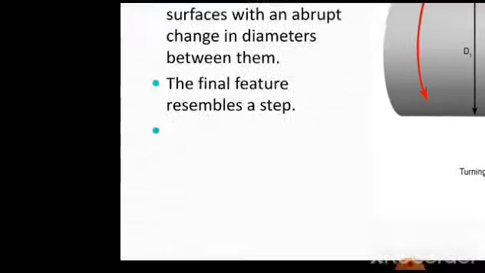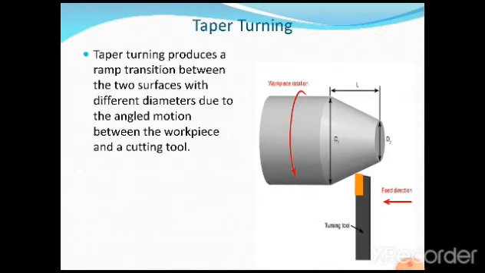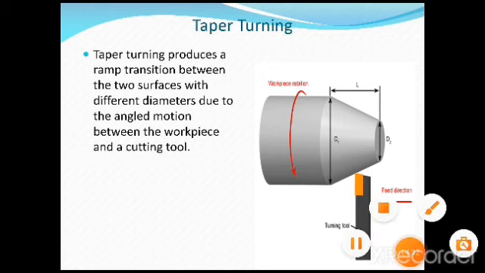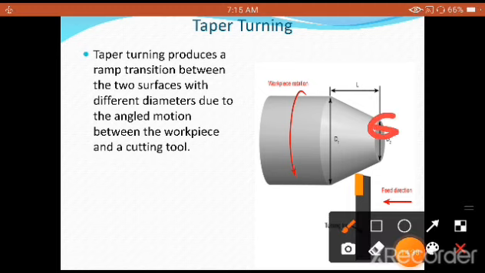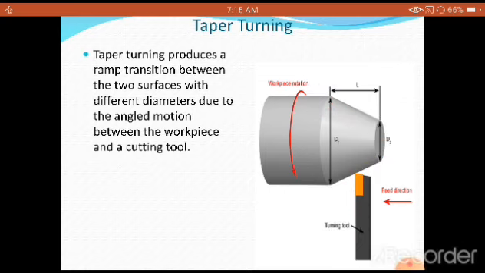That is important. The next type coming up is taper turning. All these come under the types of turning. Taper turning produces a ramp transition. This is called a ramp, as you are going to see. There is a tapering process, which means it starts from this point and ends at this point. This portion is called a taper. Taper turning produces a ramp transition between two surfaces with different diameters due to the angled motion between the workpiece and the cutting tool.